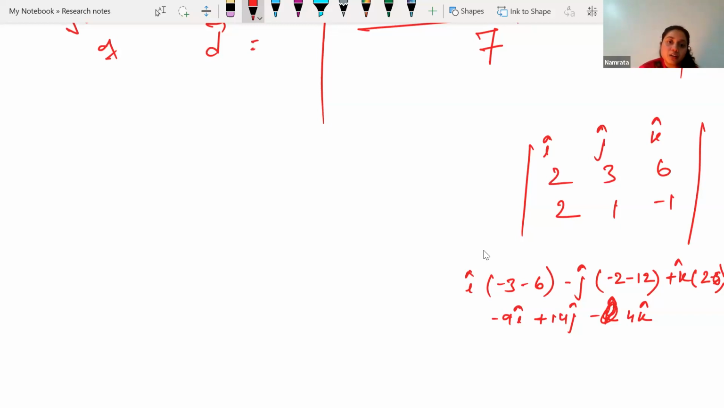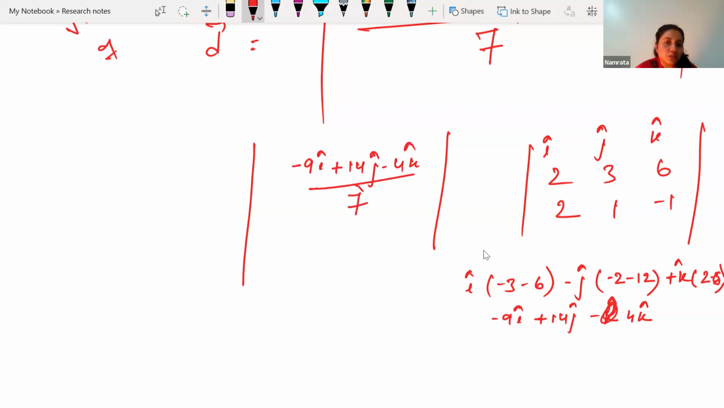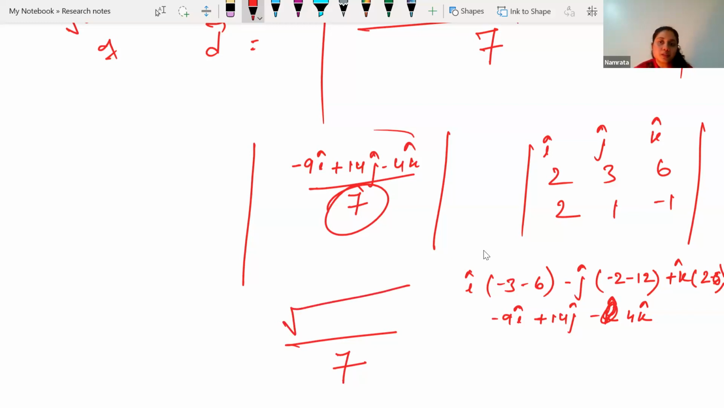In the formula, this sign means we have to find the magnitude of whatever vector we have got. So we have got minus 9i plus 14j minus 4k, and in the denominator it's 7. That is already a number, so no need to worry about it; we can take out 7. But for the upper one, the numerator, we have to find the magnitude, and that magnitude will be, do let me know.